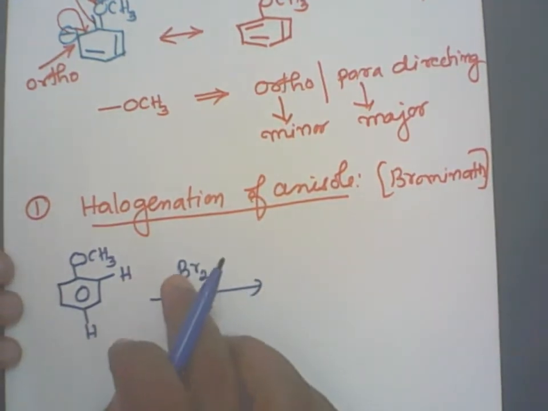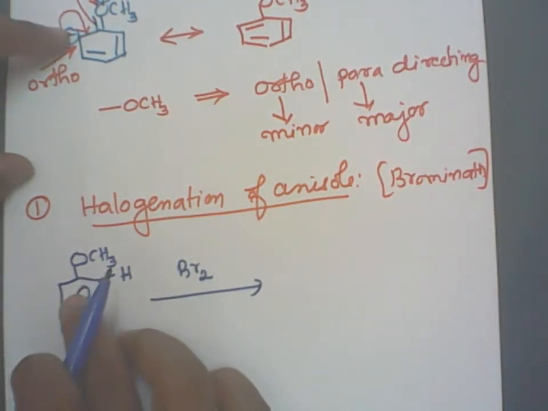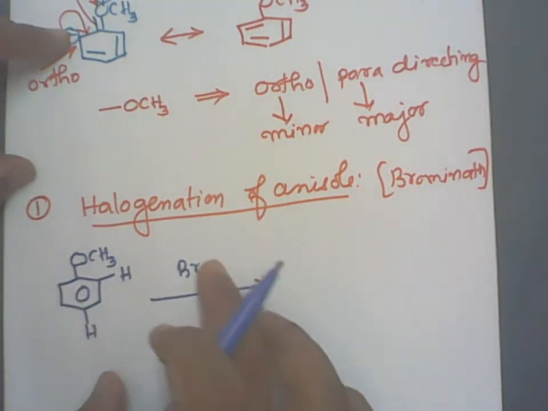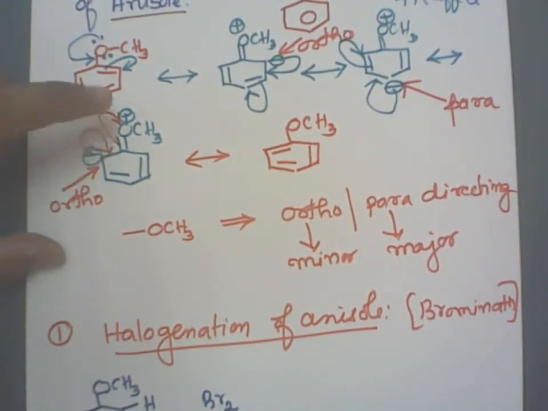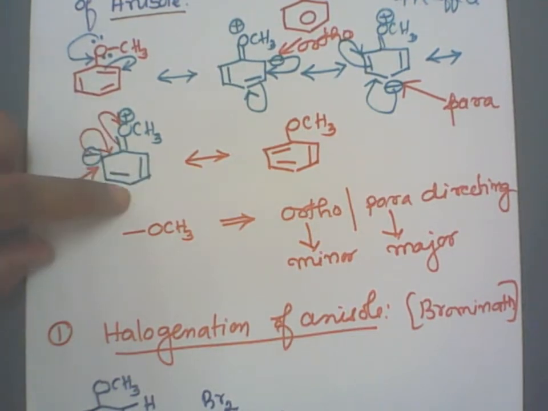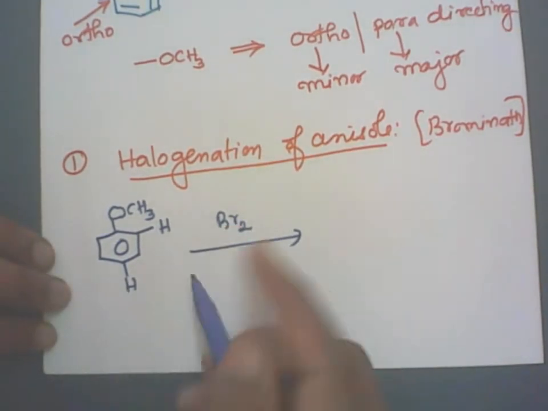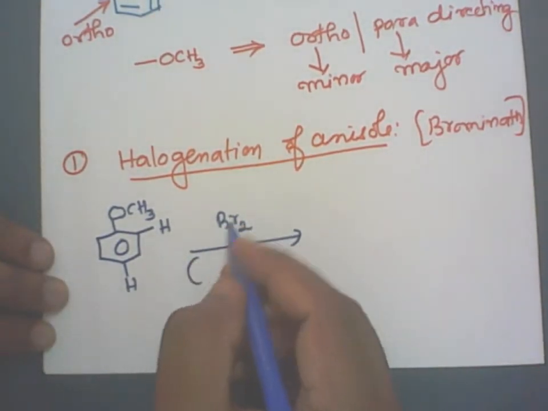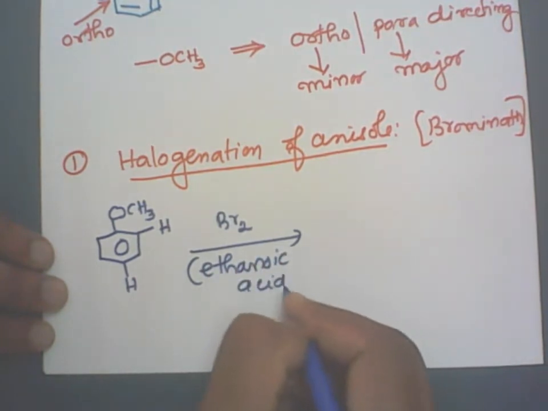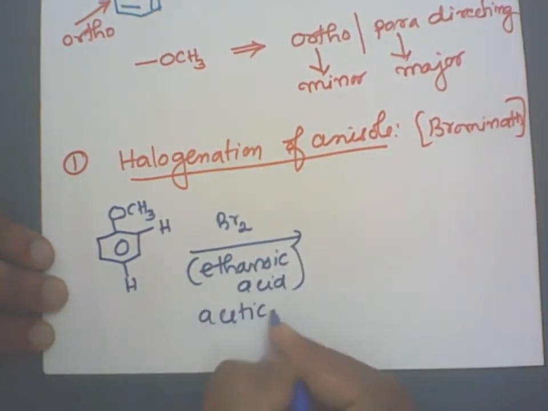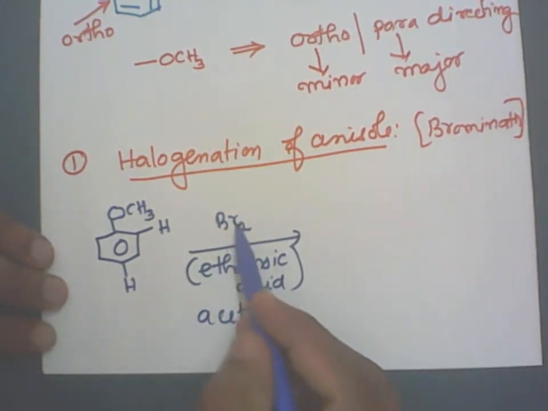Remember, whenever chlorine or bromine is to be introduced to the benzene ring, generally we go for a catalyst like ferric chloride or ferric bromide. Here the catalyst is not required because there is already an electron donating group, which activates the benzene ring. But we require a solvent to dissolve the bromine, and bromine dissolves easily in ethanoic acid. Ethanoic acid is nothing but acetic acid.